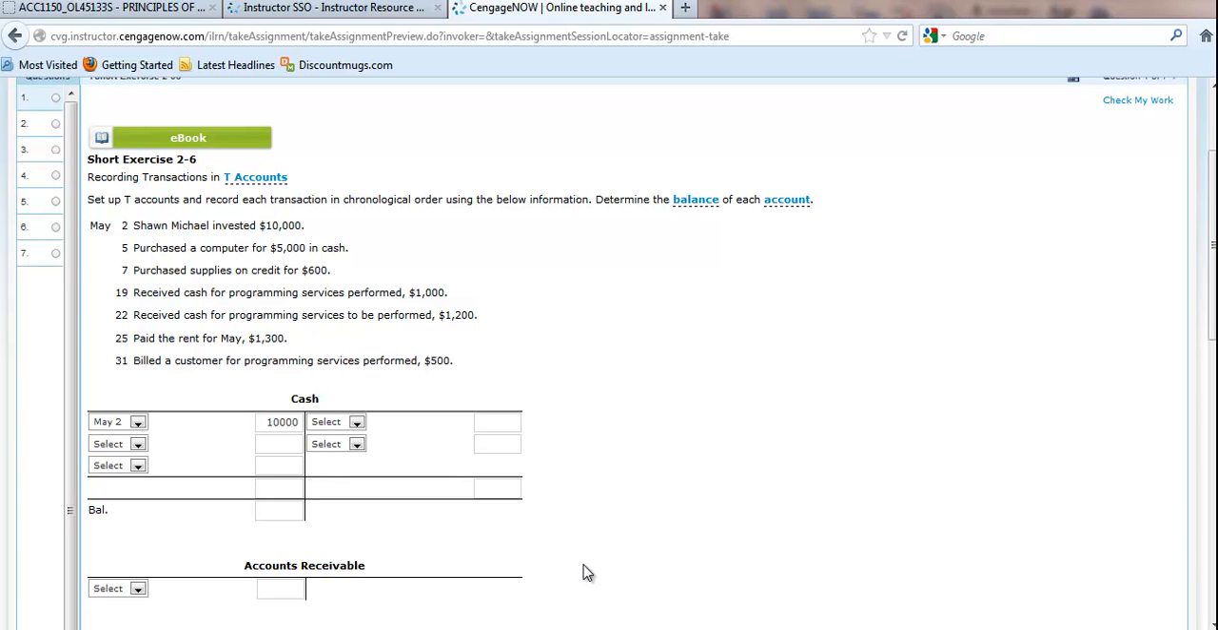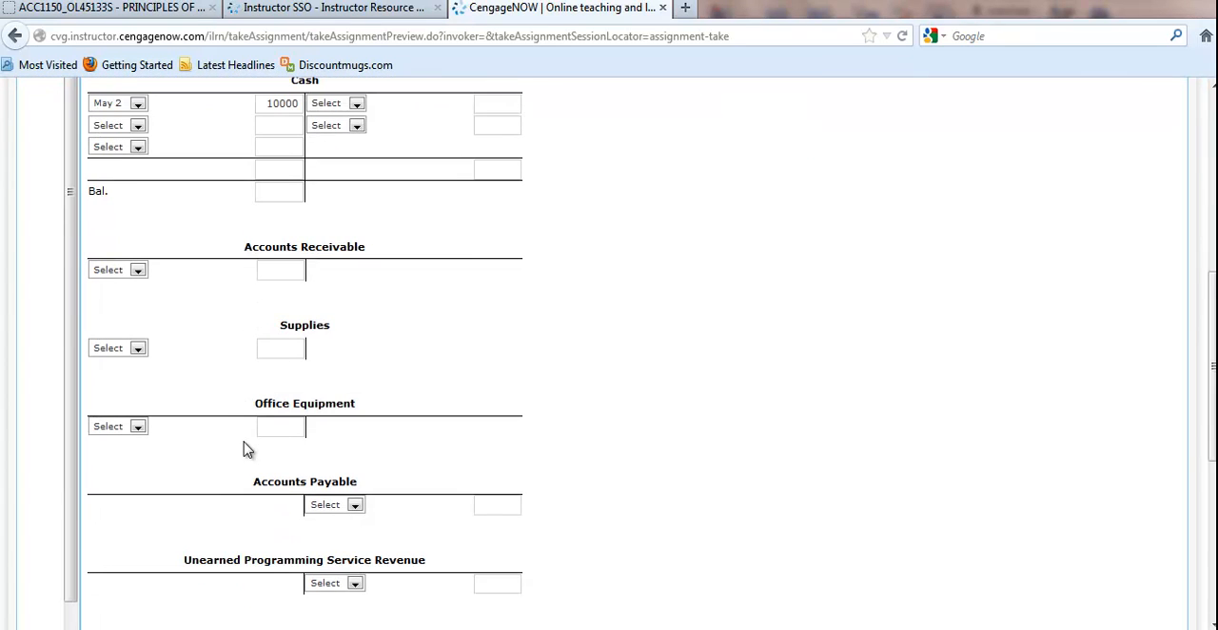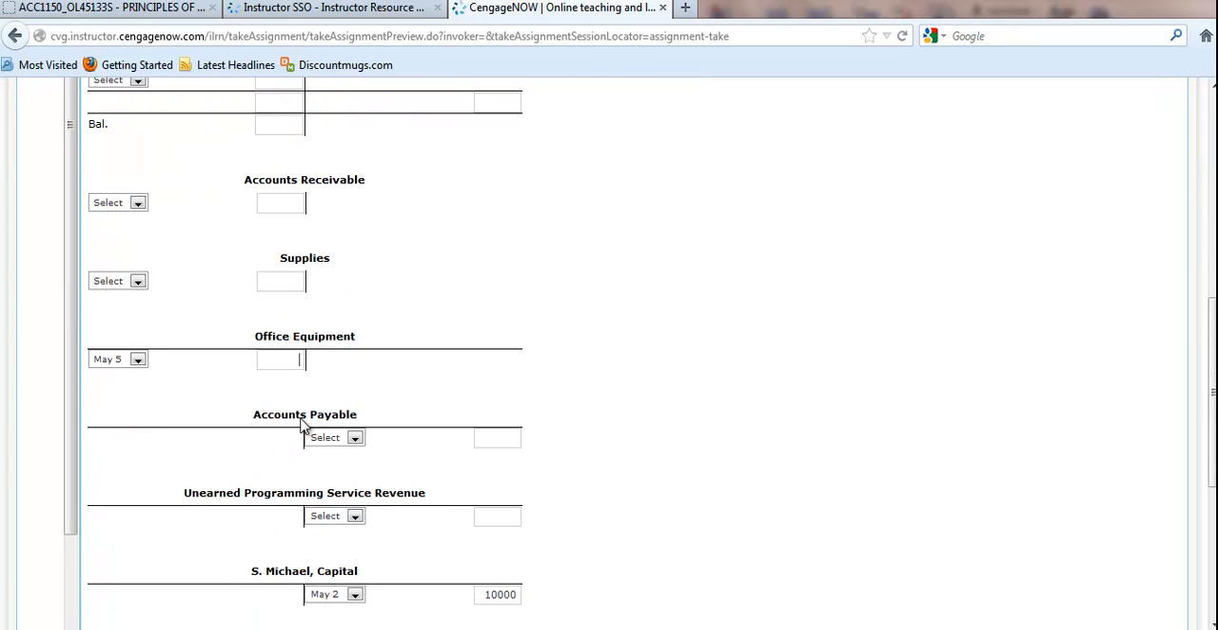The 5th says that I purchased a computer for cash. So if I purchased a computer, I now have a computer. So my computer account will increase. Computer is an asset and it increases with the debit. So I'll go down and find my office equipment, which is my computer. And so this is May 5th, and it's $5,000. So I have office equipment now in the amount of $5,000.